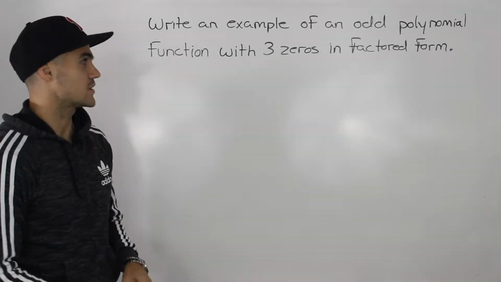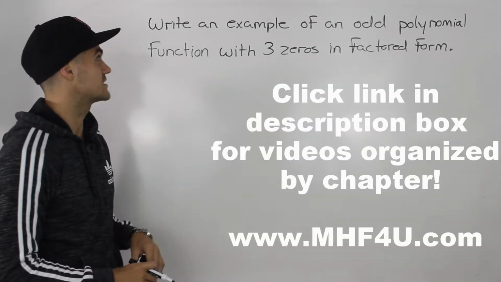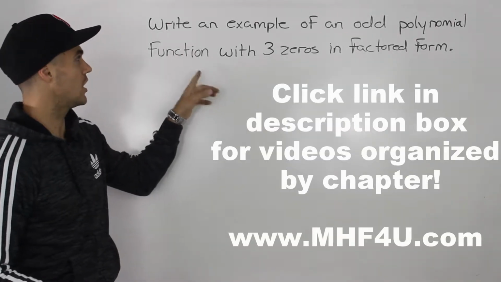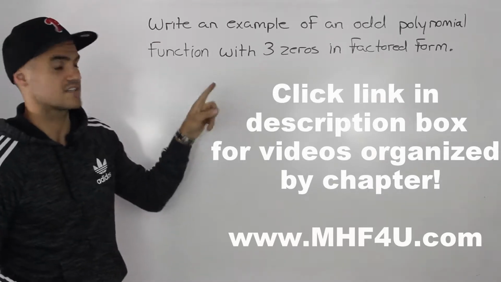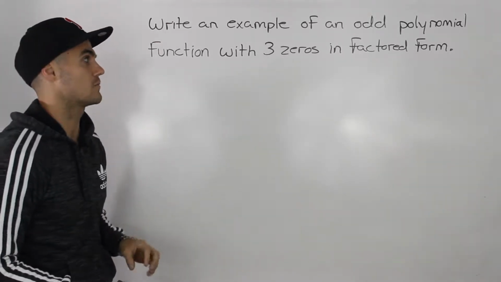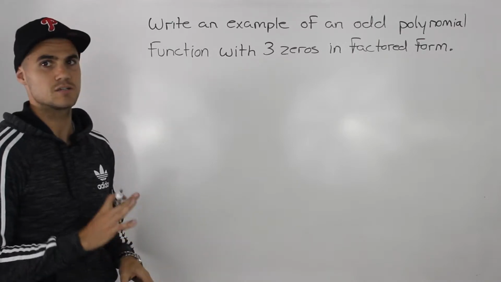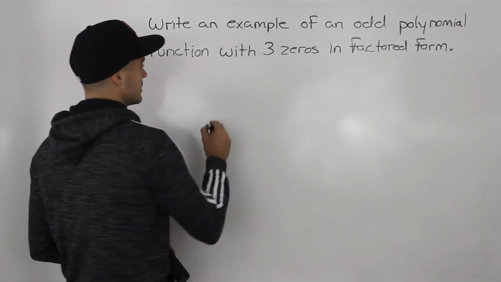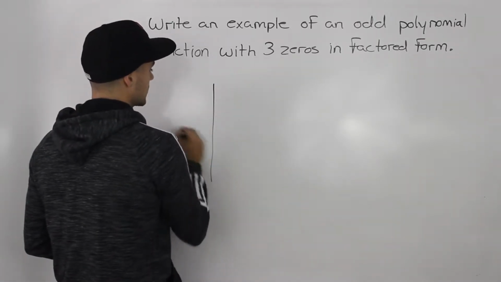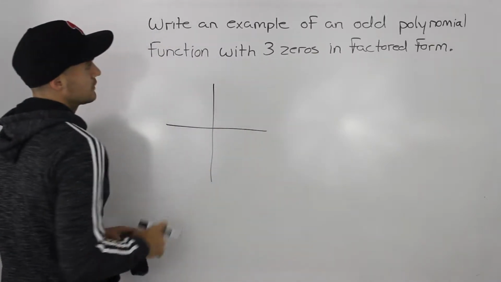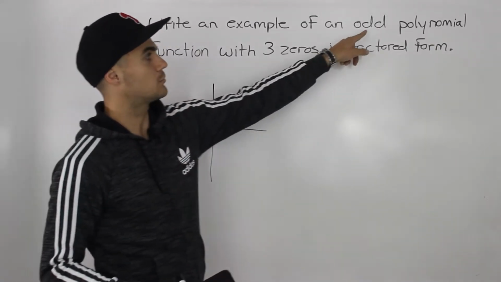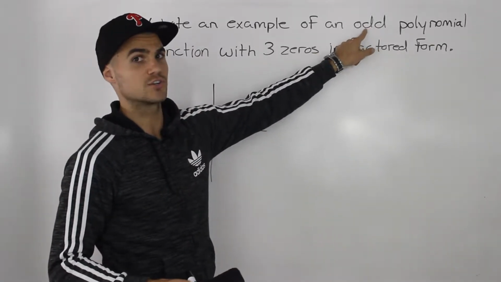Moving on to the next question. This question is very tough. So we have to write an example of an odd polynomial function with 3 zeros in factored form. Now, it sounds easy when you first read it, but it's actually really tough. So don't get confused when they say odd polynomial function. That's not the same as odd degree.